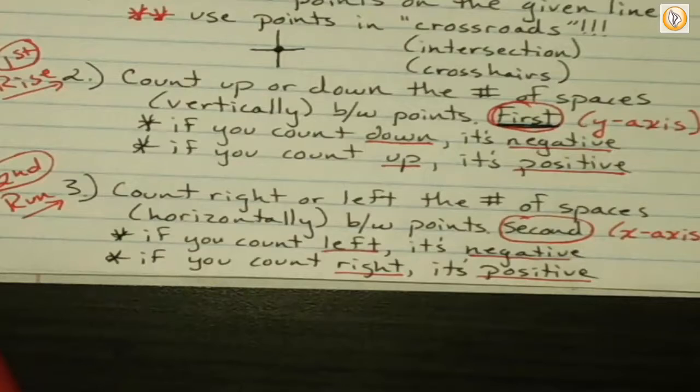So first is your rise, your up and down. Down is negative, up is positive. Then you count left and right. Left is negative, right is positive.